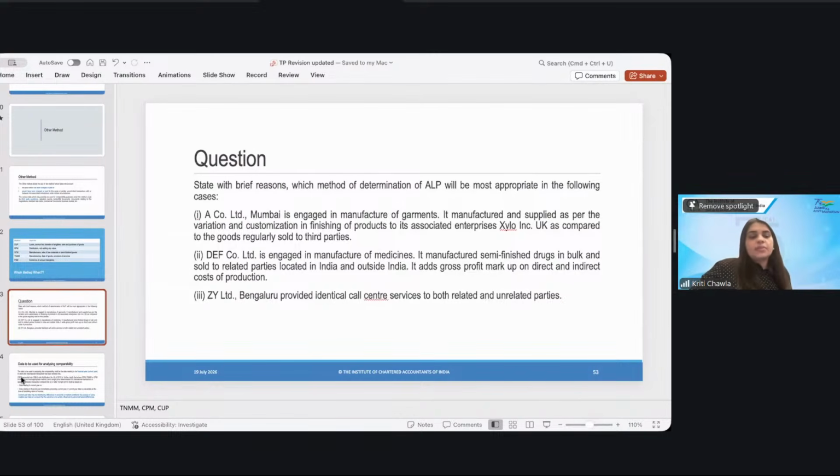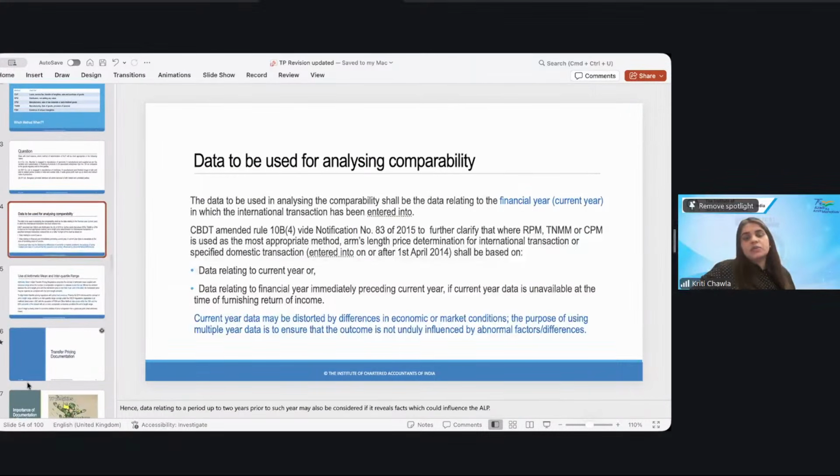Now, the next concept that we have is the data to be used for analyzing comparability. This is where they talk about multiple year data. So, can you use multiple year data or not? This is where the law says yes, multiple year data can actually be used. So, the data which is to be used in analyzing the comparability, it shall be the data relating to the current year or the financial year in which the international transaction has been entered into.